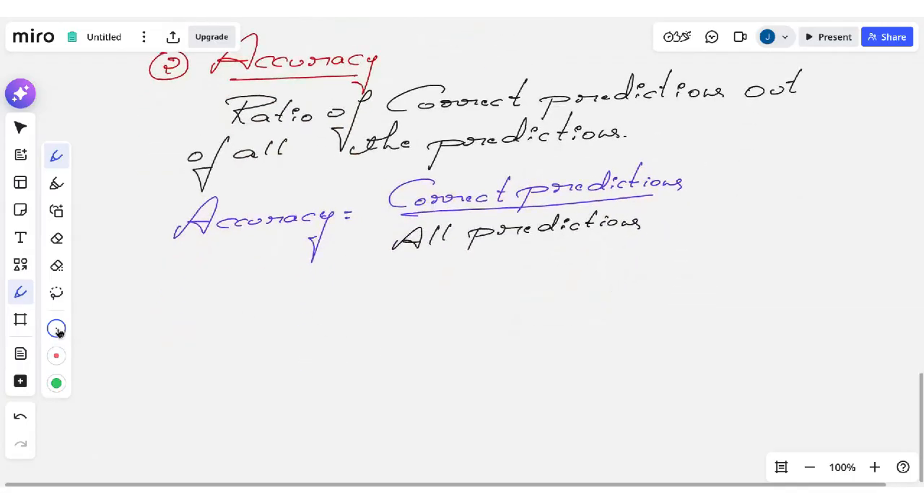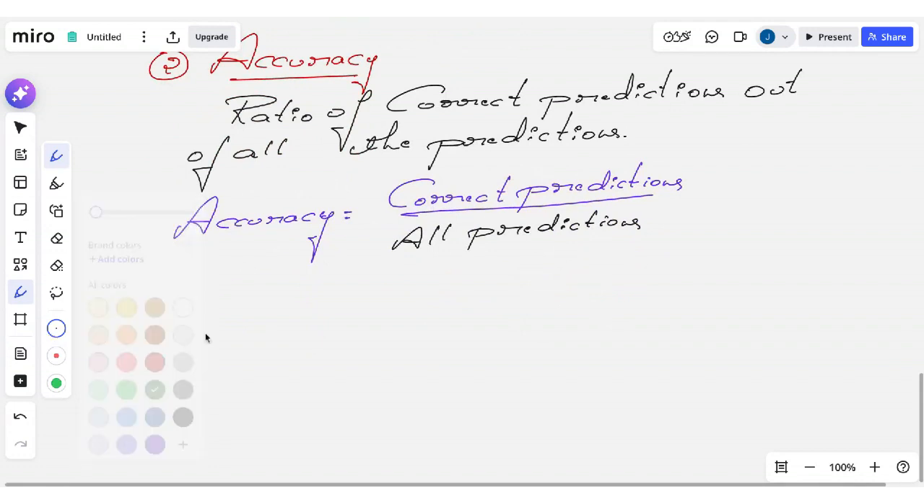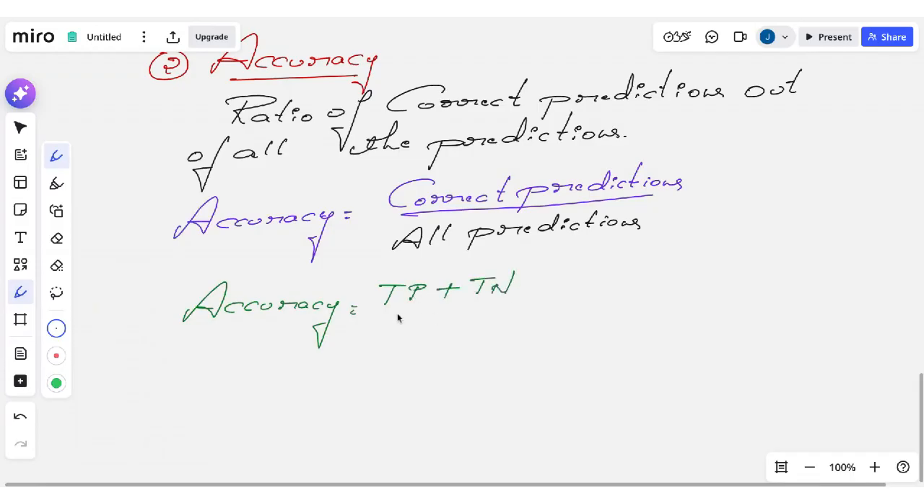So your formula becomes accuracy equals true positive plus true negative, because they are the correct predictions: 0 classified like a 0, 1 classified like a 1. All predictions in the sense true positive, true negative, false positive, and false negative. Okay, this is the formula which is used to find the accuracy.